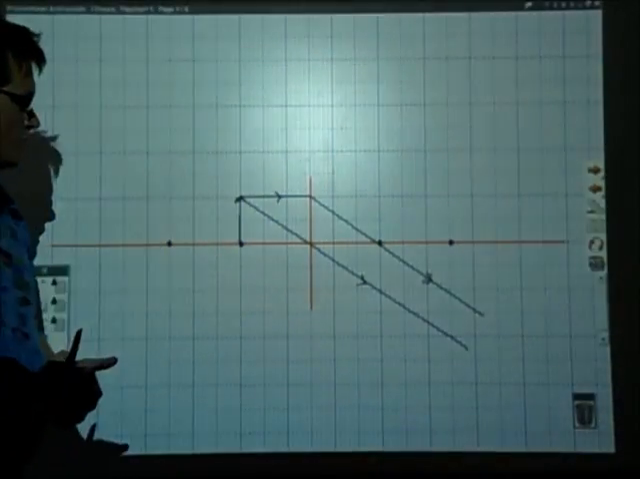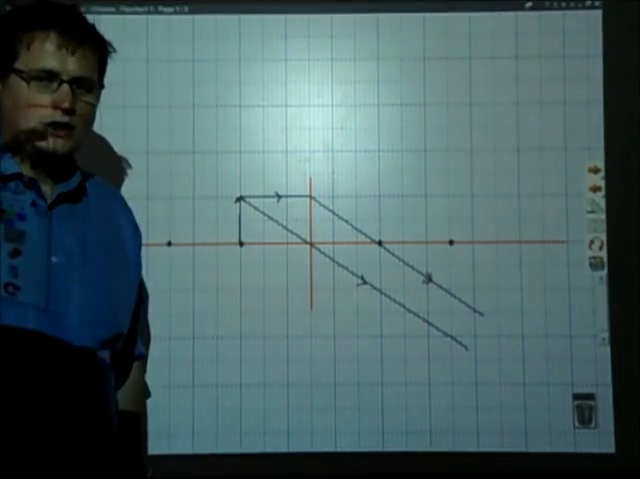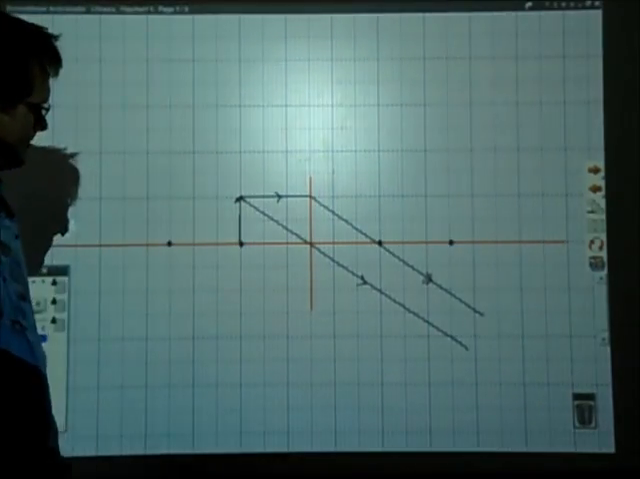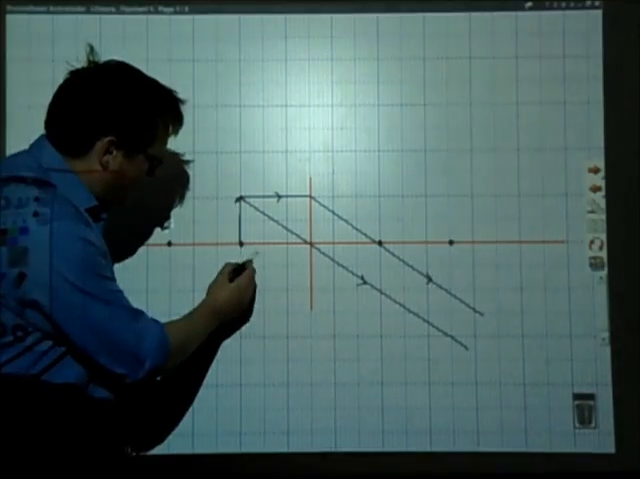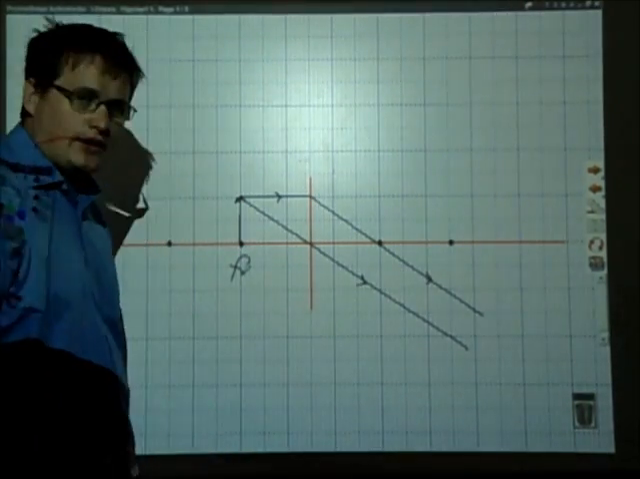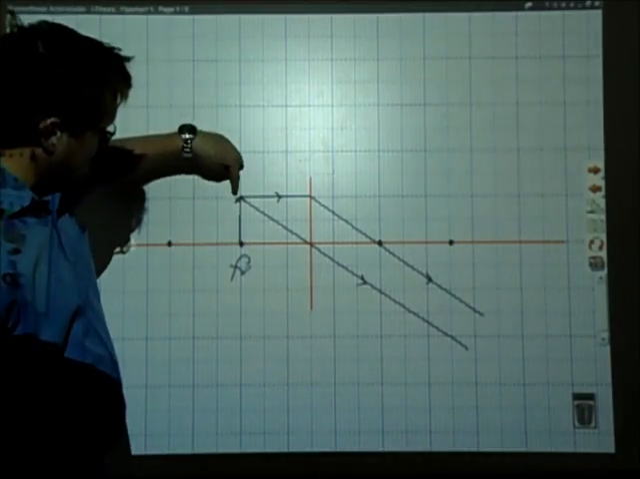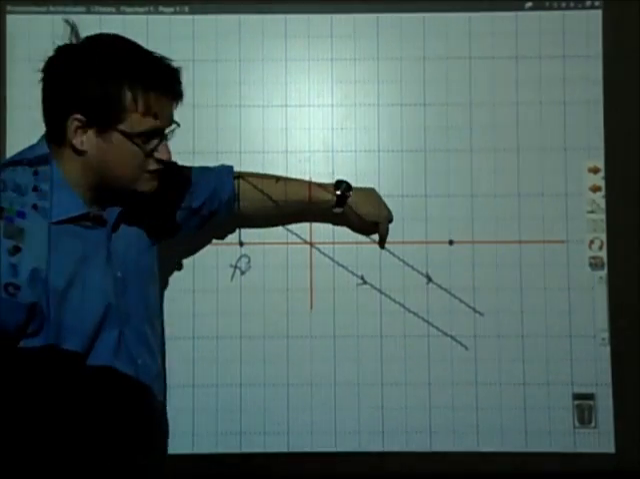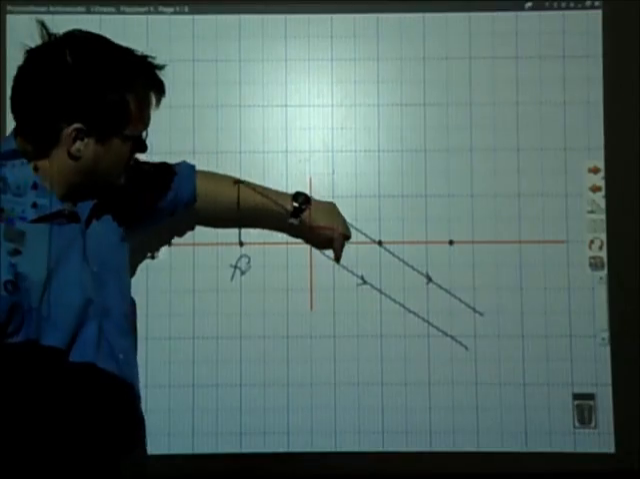I just want to show you example number 4, special case, when the object is at F. Okay, I've gone through exactly the same process. I'm not going to show you how I drew it, but exactly the same process. Parallel beam goes through the focal point, one that goes straight through the middle.